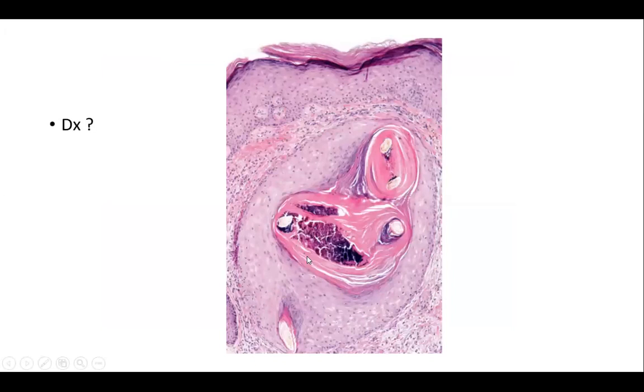Okay, moving on. Too little or too much? And what is it? Scurvy, very good. What made you think of scurvy? Corkscrew hair, very good. On histology, when you cut a corkscrew hair in one section, you can see hair coming in and out in multiple directions. So this is all one hair with a corkscrew appearance. One of the important features of scurvy is corkscrew hairs, which you can see here clinically. Very good.